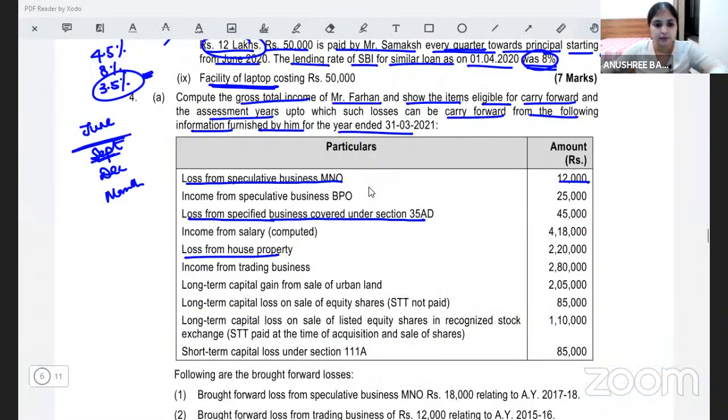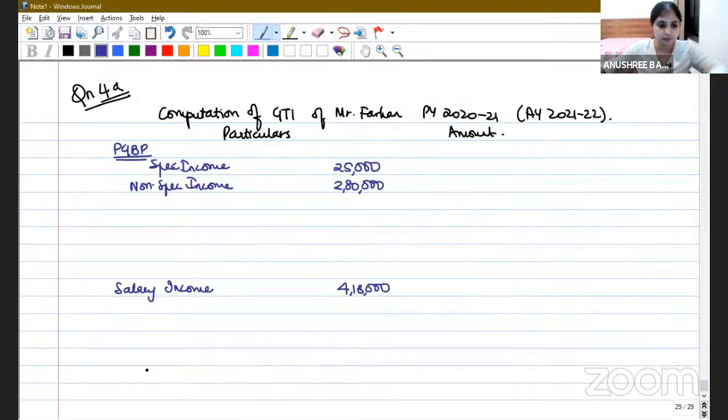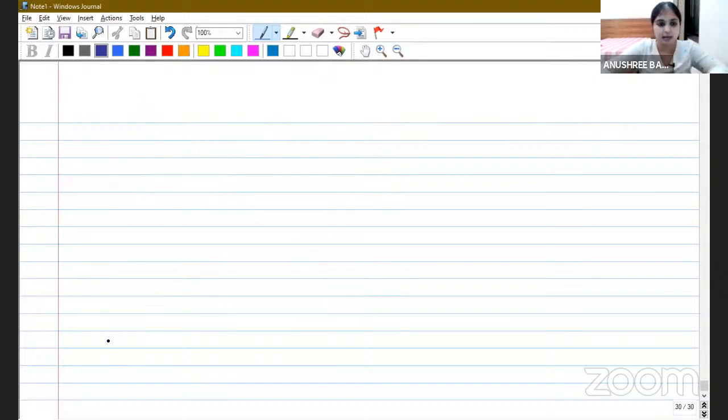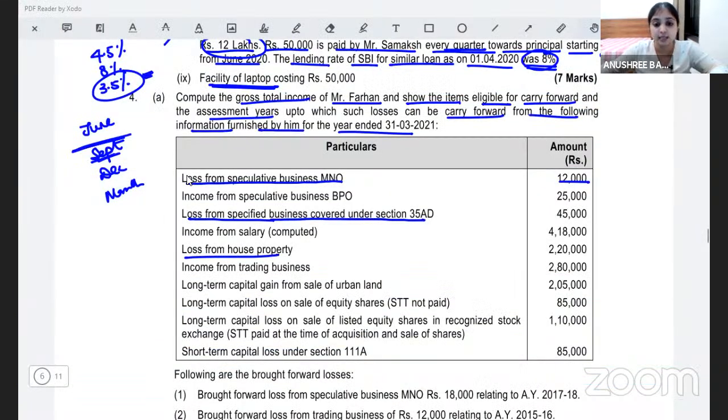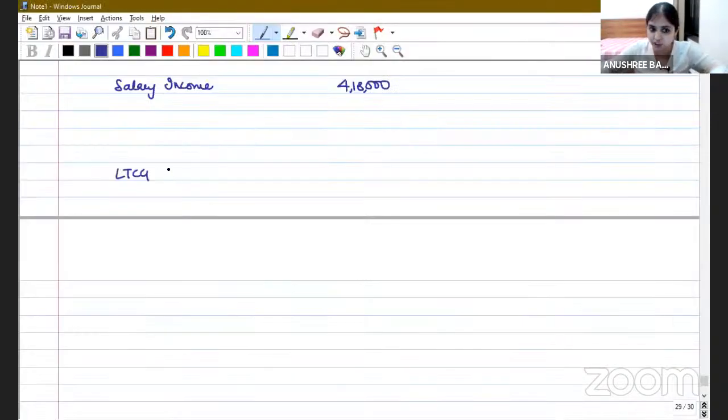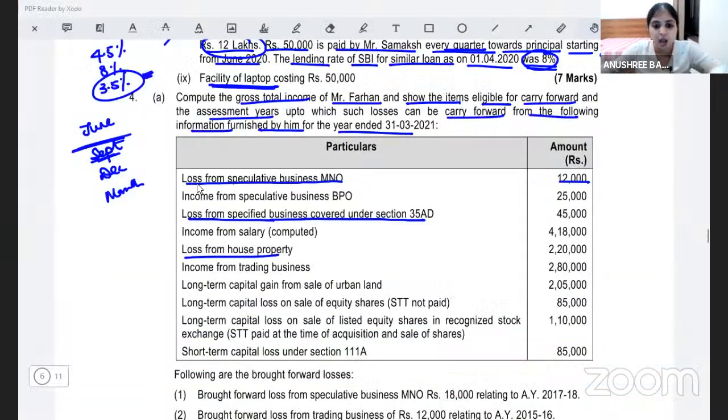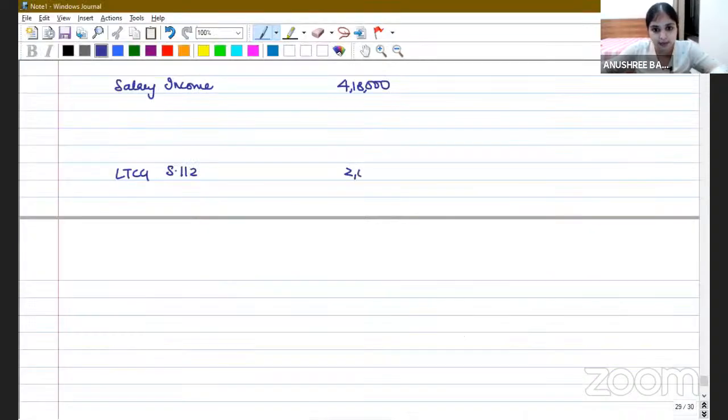Then we have LTCG from sale of urban land, 2,05,000. After salary income, again I will leave some gap. And then LTCG from sale of urban land. So this LTCG will be 112A LTCG or 112 LTCG. Sale of land, section 112. How much is it? 2,05,000.